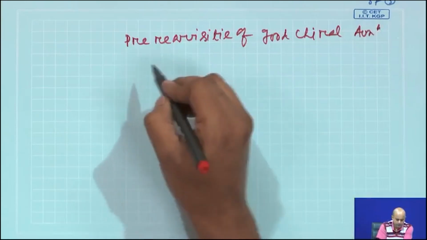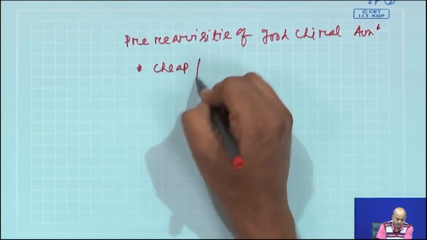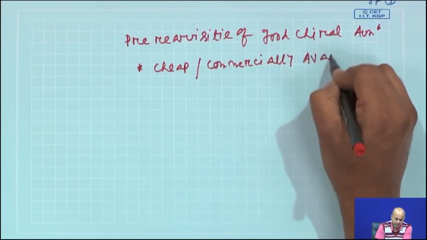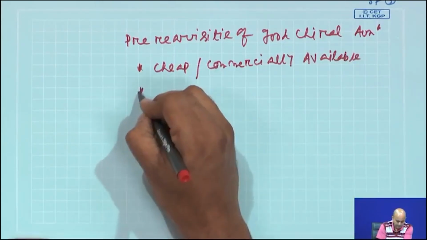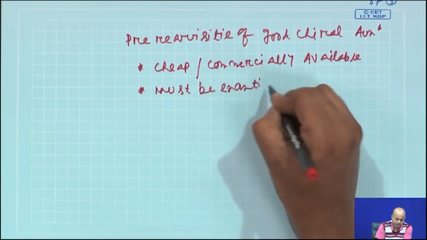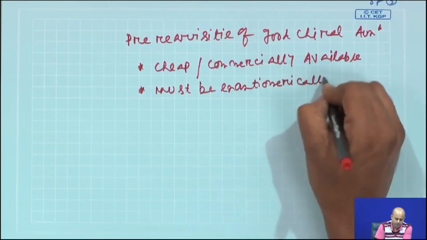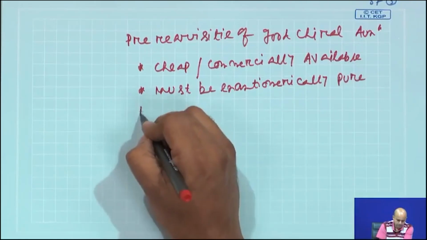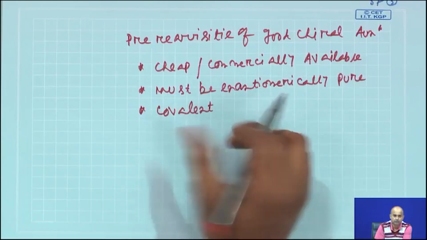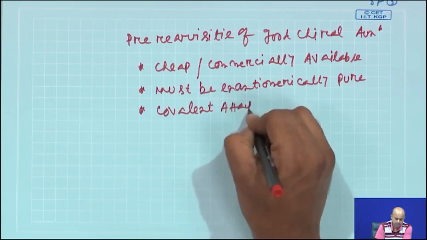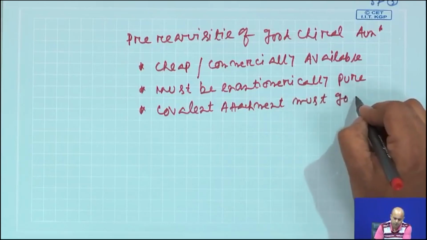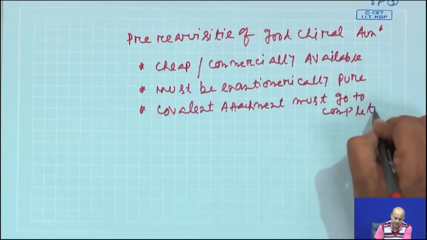The prerequisites are this must be cheap and/or commercially available, or you can even make it in the lab, but it should be cheap. The second point is very important: it must be enantiomerically pure, which means it should be available in single enantiomeric form. The covalent attachment by which you attach the substrate to the auxiliary must go to completion, meaning the reaction should undergo completion. This is one of the essential criteria.